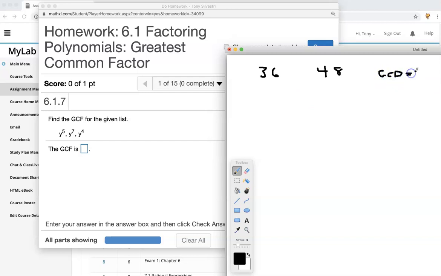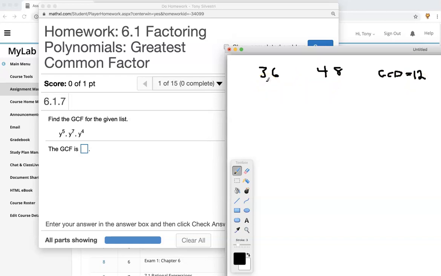Now, that's the biggest number that divides evenly into 36 and 48. A lot of people say 2. 2 is a factor. It's not the biggest factor. So that's the idea behind the word greatest. You want the biggest factor that divides into those numbers. Now, if you couldn't tell it's 12, there's a little technique that you could use to get that answer.